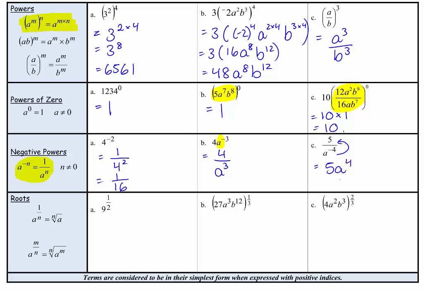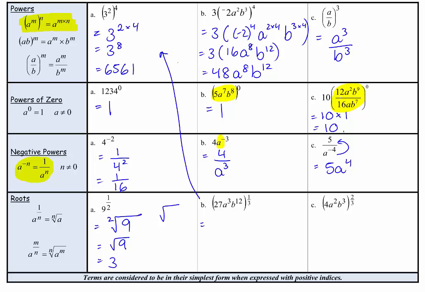And then roots, a to the 1 over n is the nth root of a. So 9 to the power of half, I could write as the second root of 9, but we never write that 2. Whenever we just see a square root, it's assumed that it's a 2. And the square root of 9 is 3. So the next one we have to the power of a third, so that's a cubed root. So 27 a cubed b to the 12, all to the third, is one option, but there's a better way of doing this question, and that's just to evaluate it like powers up here.